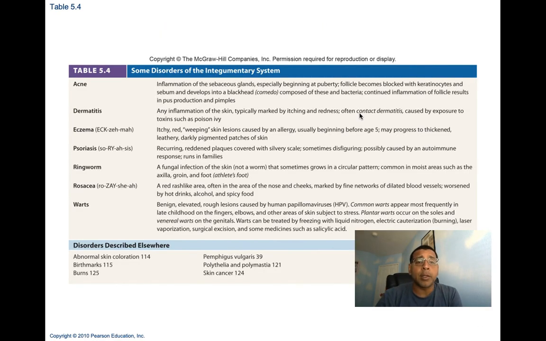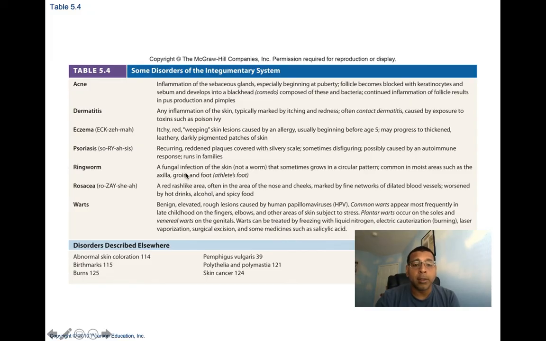Here we have some skin disorders in relation to the integumentary system. I want you to go through and understand acne. Acne is inflammation of the sebaceous glands, and it goes through and mentions basically everything you have going on in relation to those pimples. And then dermatitis, inflammation basically in relation to the skin. Eczema, it's itchy, red, weeping skin lesions that are caused by an allergy. And then psoriasis, recurring reddened plaques covered with a silvery scale. Autoimmune, usually, runs in the family.